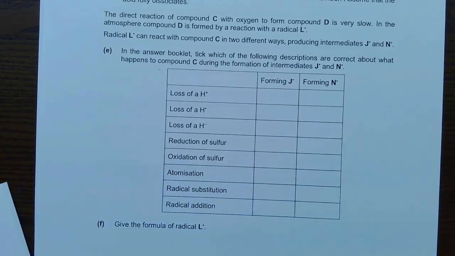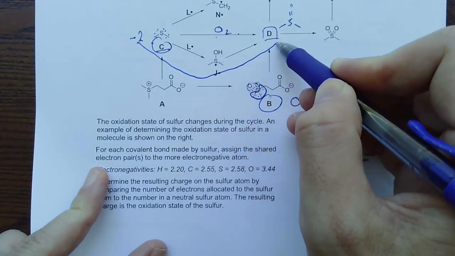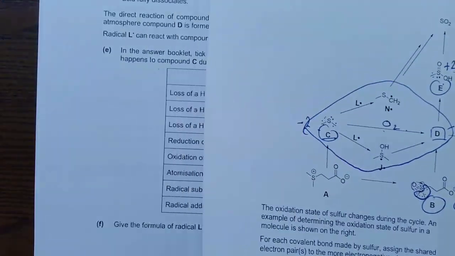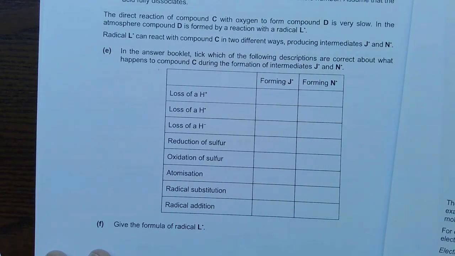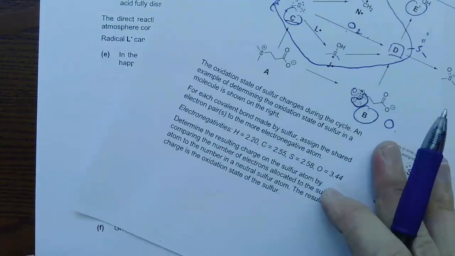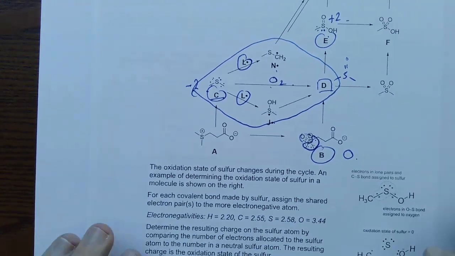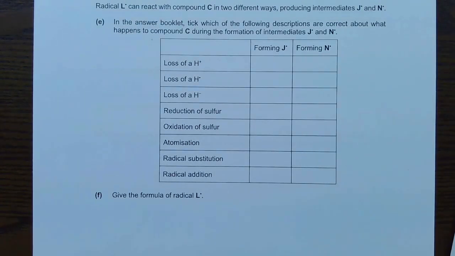The direct reaction of compound C with oxygen to form compound D is very slow. In the atmosphere, compound D is formed by a reaction with radical L. So we're now talking about this reaction scheme here, because they ask us about J and N. Radical L can react with C to produce J and N. Then we've been given this table. In the answer booklet, tick which of the following descriptions are correct about what happens to compound C during the formation of intermediates J and N.